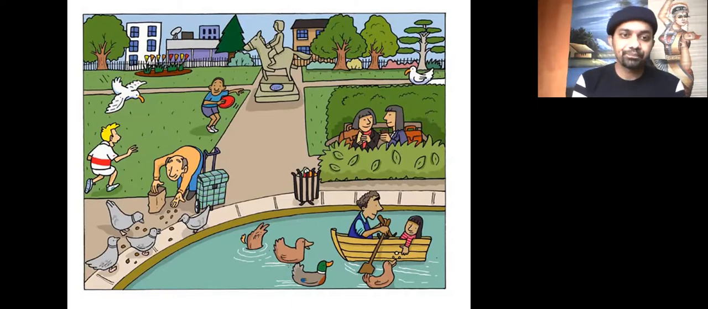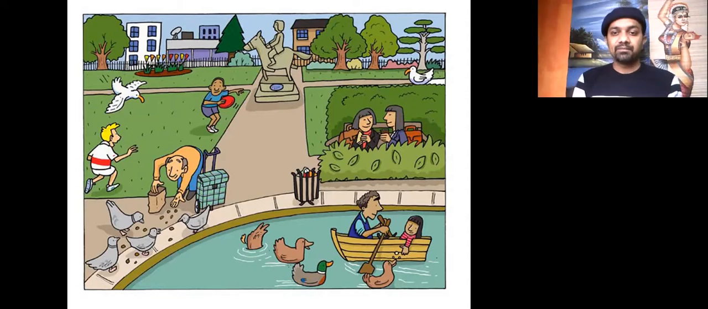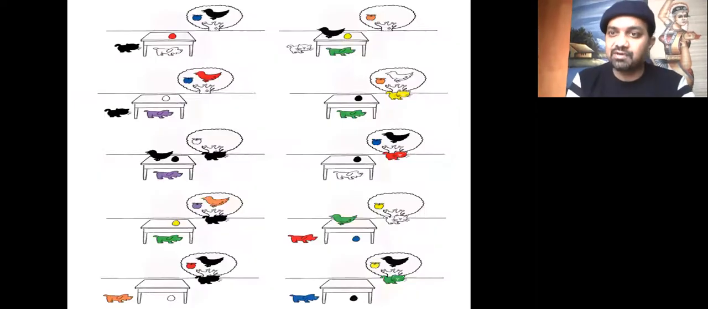There is an old man. You can even teach articles, an old man. There is a girl in the boat. So prepositions and articles, many more things can be taught. So give children pictures. The activity can be done this way.